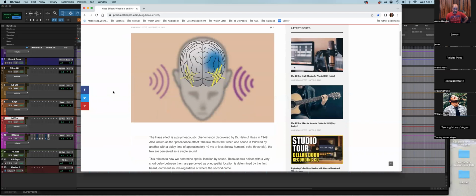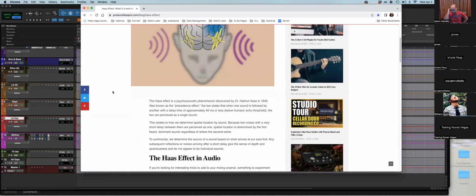Okay, so let's go by the textbook definition. The Haas effect is a psychoacoustic phenomenon discovered by Dr. Helmut Haas in 1949, also known as the precedence effect. The law states that when one sound is followed by another with a time delay of approximately 40 milliseconds or less, below humans' echo threshold, the two are perceived as a single sound.